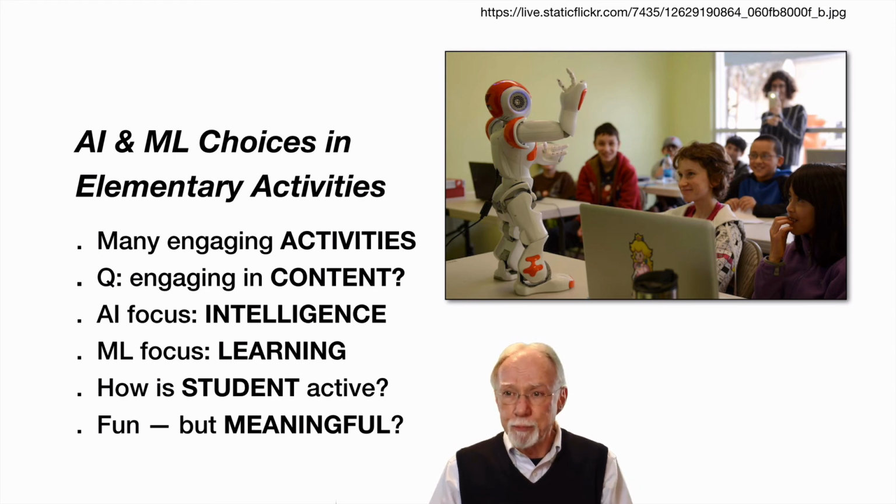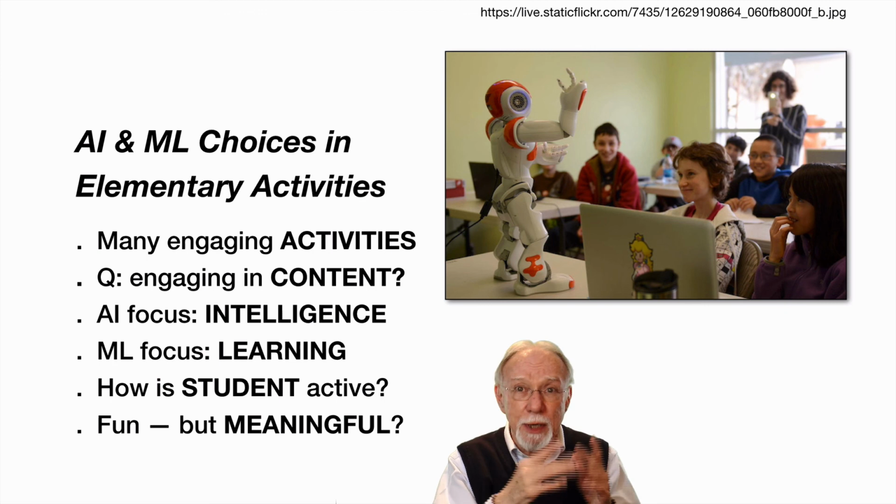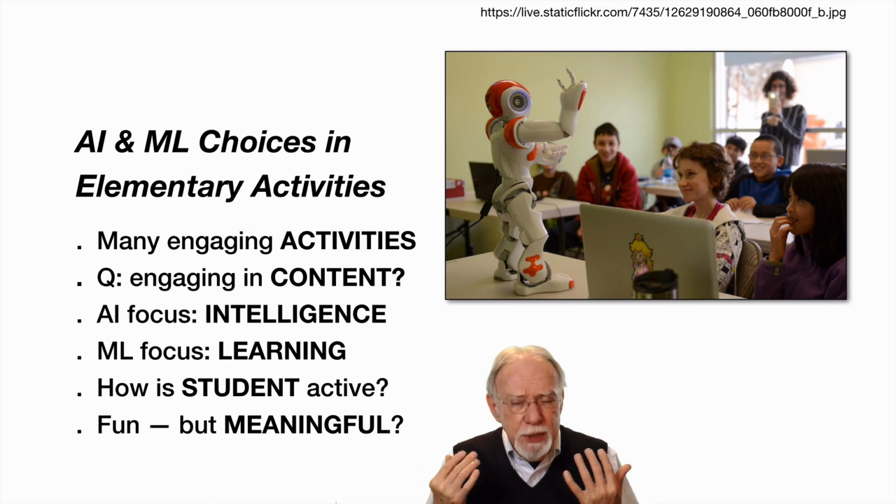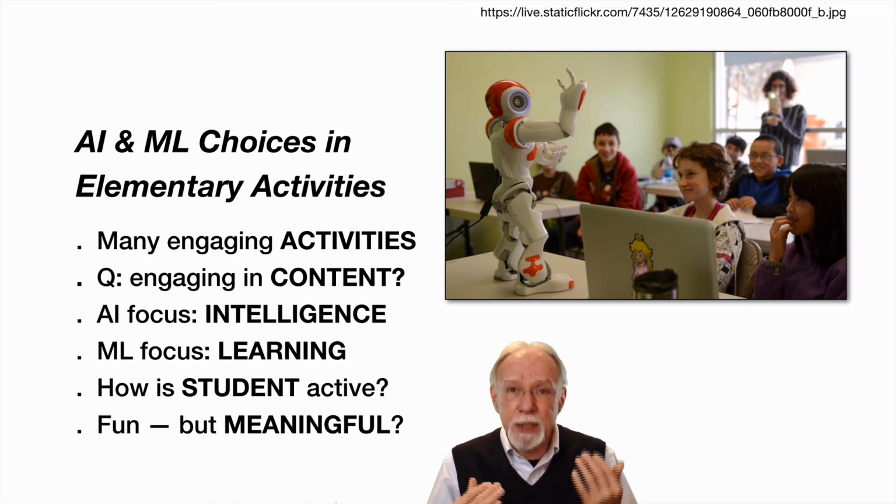So there are loads of choices for activities in elementary school to prepare kids for AI and machine learning. Lots of them are highly engaging. Look at this image with the robot. Every person's eye, every kid's eye is glued to that robot, right? What could be better? Well, the kids are engaged in the activity. Are they engaged in the content? What's the content? Well, if it's AI, the content is intelligence. How smart is that robot?